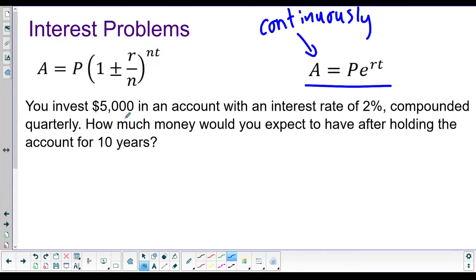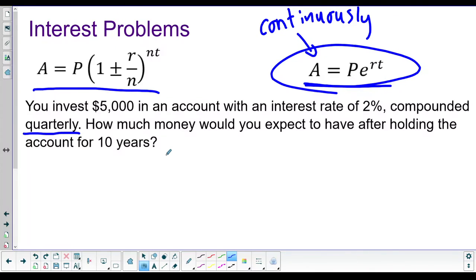It says, you invest $5,000 in an account with an interest rate of 2% compounded quarterly. So if we were going to use the continuous one, this word would say continuously instead of quarterly. So that's giving us a big hint. We need to use the incremental version, not the continuous version. And they want to know, how much money would you expect to have after holding the account for 10 years? So you're going to put your $5,000 in your bank account. You're not going to touch that thing for 10 years, and then you're going to come back and reap the rewards.